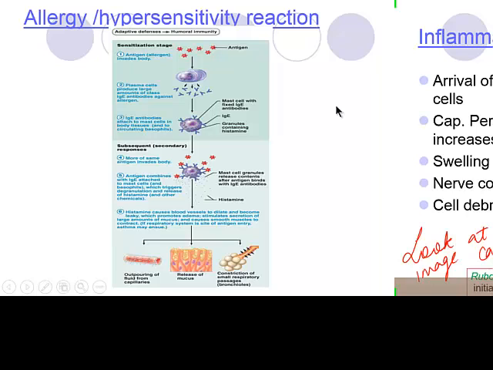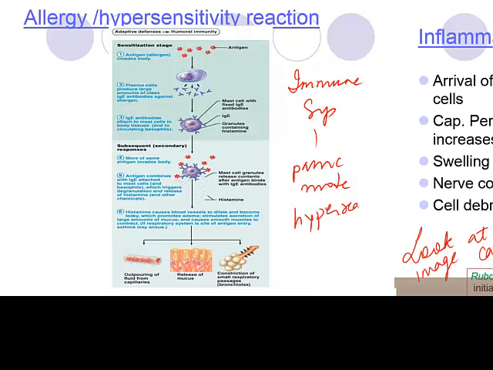Let's look at this, which is allergy and hypersensitive reaction. You may have all experienced this living in Florida, especially now when the pollen count is really high. We all have the sniffles. So let's see what happens. There are 2 stages which happen in this hypersensitivity reaction or allergy. And this is a case where the immune system goes into panic mode, or it hyperreacts. That's why it's called hypersensitive reaction.